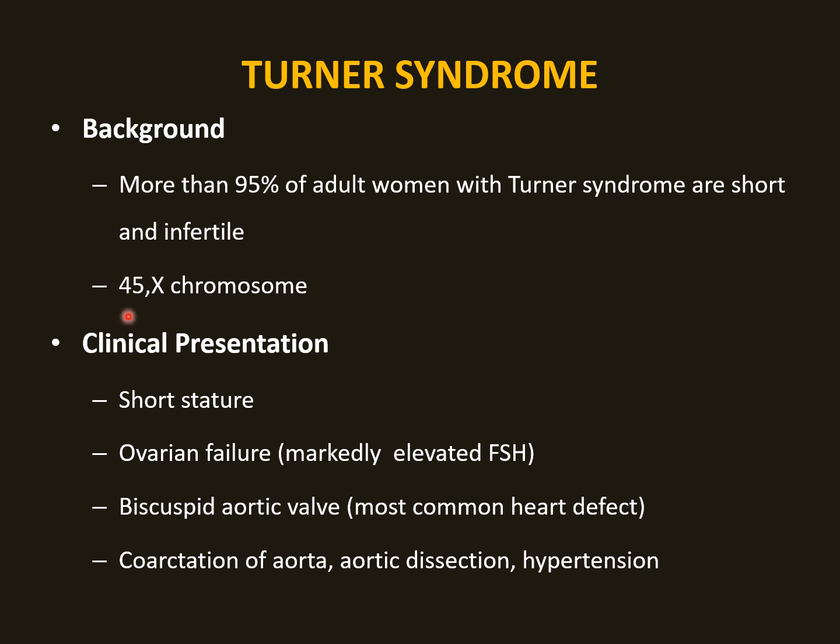Their karyotype is 45X chromosome. The clinical presentation: short stature, ovarian failure, markedly elevated FSH. The most common cardiac abnormality is bicuspid aortic valve. This is the most common heart defect. Also, they may present with coarctation of aorta, aortic dissection. That's why you have to have a follow-up with echo, and hypertension.